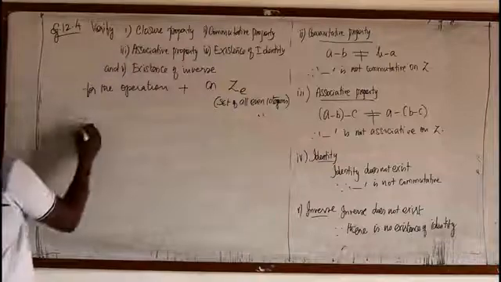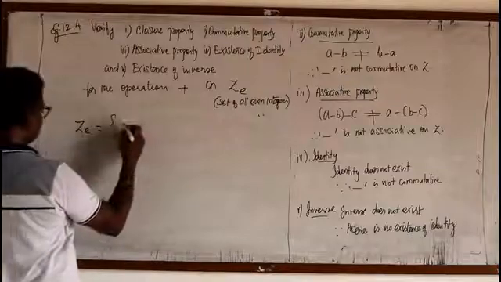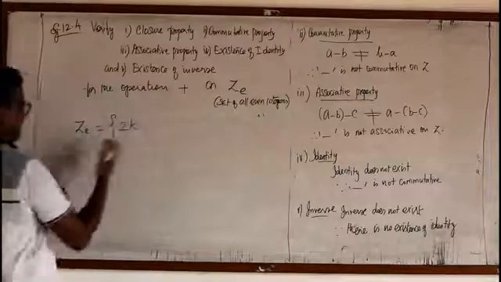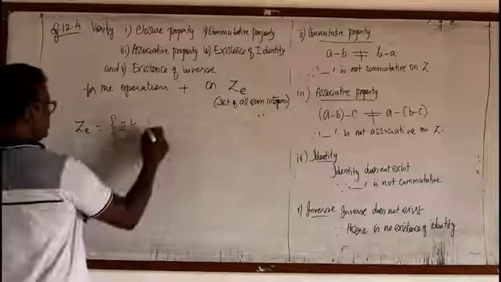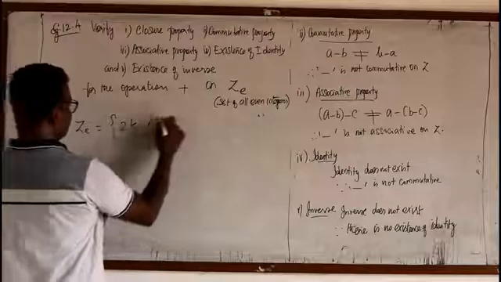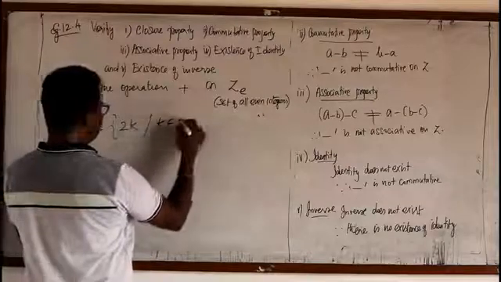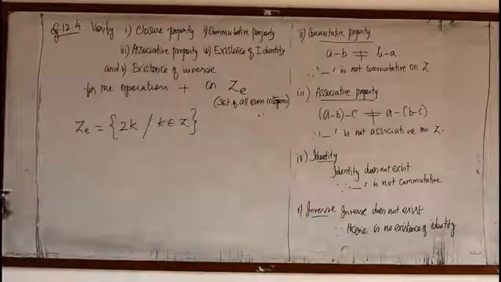What is defined? ZE means the set of all even integers. That is we say 2k. Any element multiplied with 2 will definitely be an even number. So 2k is the general notation for even elements, where k belongs to any integer. So this is the set of all even integers.